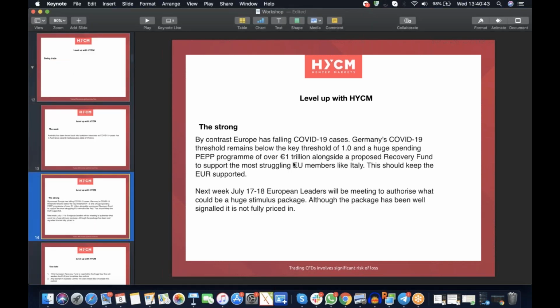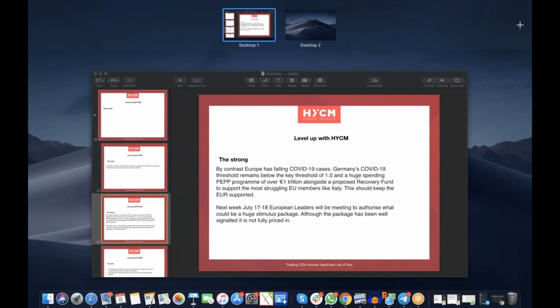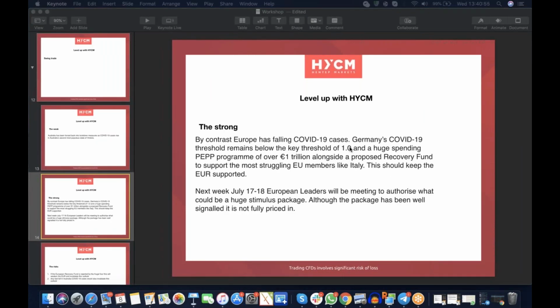Now, by contrast, Europe has falling COVID-19 cases, and we have Germany's COVID-19 reproduction rate remaining below the key threshold of 1. That's the R rate, the rate of infection.